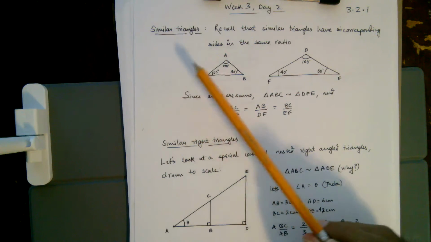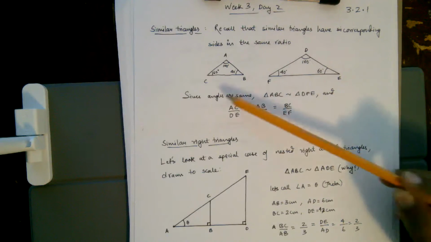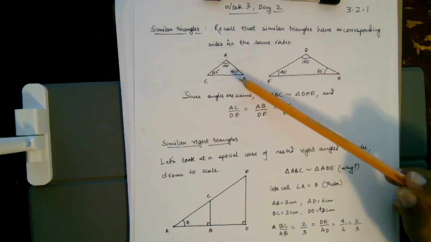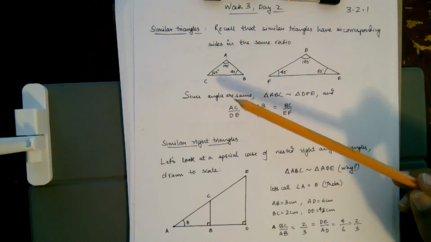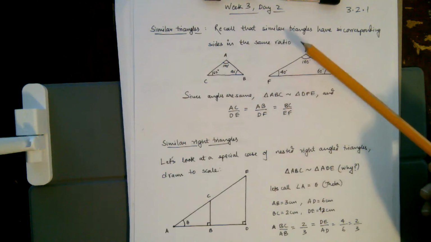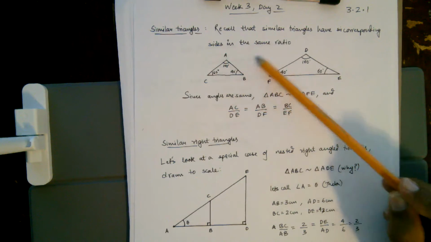Similar triangles, that's something we've learned before. Recall that two triangles are similar if all their angles are the same. Or actually, it's enough for two angles to be the same because the third angle then is automatically the same. And what happens when triangles are similar is that corresponding sides have the same ratio.